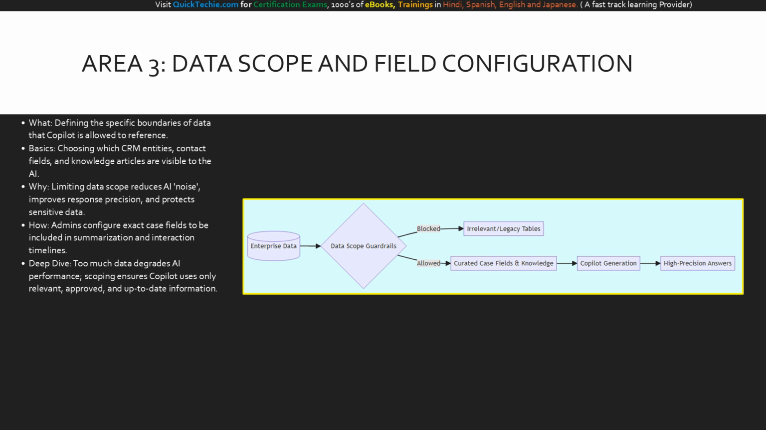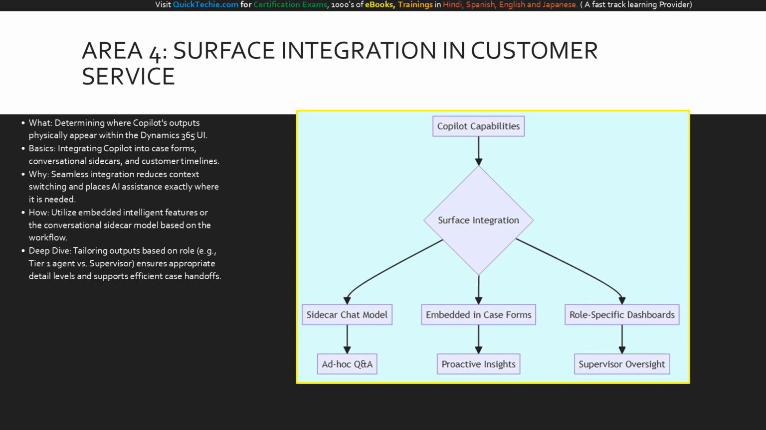outdated information. The fourth area is surface integration. What does this mean? It determines exactly where Copilot's outputs physically appear within the Dynamics 365 applications. The basics include placing AI assistants in case forms, conversation windows, customer timelines, and agent dashboards. Why does placement matter so much? Because proper integration ensures agents receive AI assistance where they need it most, dramatically reducing context switching.